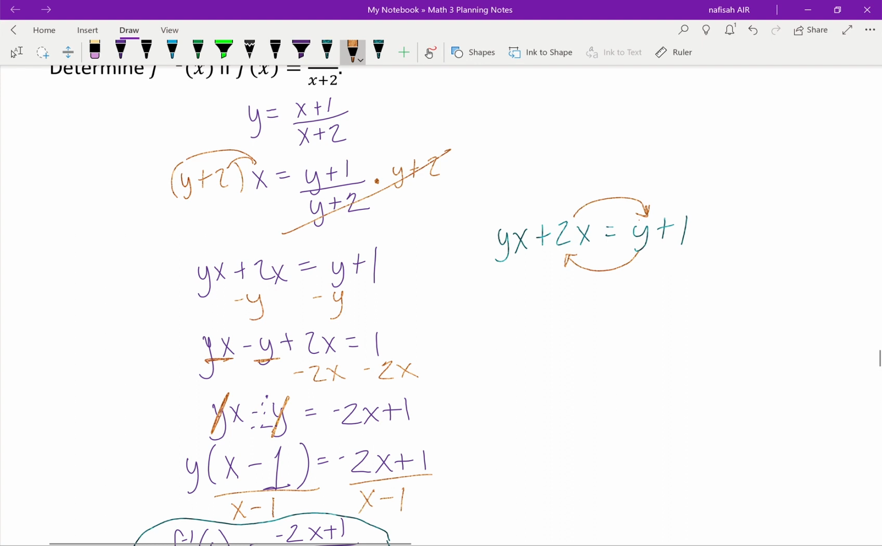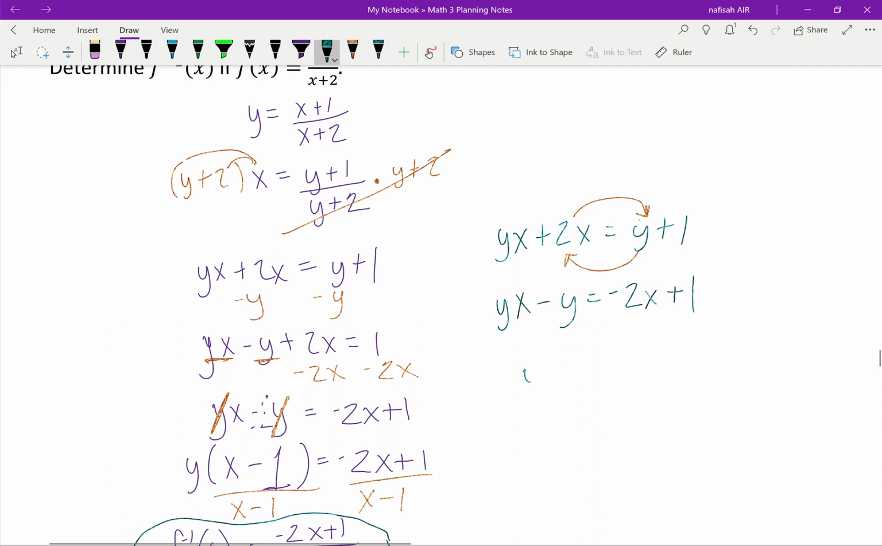You can think about it as you still have your yx there, but now instead of 2x, you're going to switch them and change the sign. So instead of 2x, I'm switching it with the y, but I got to change the sign. And now instead of writing y, I'm going to write 2x and change the sign. And that's what you'll do.